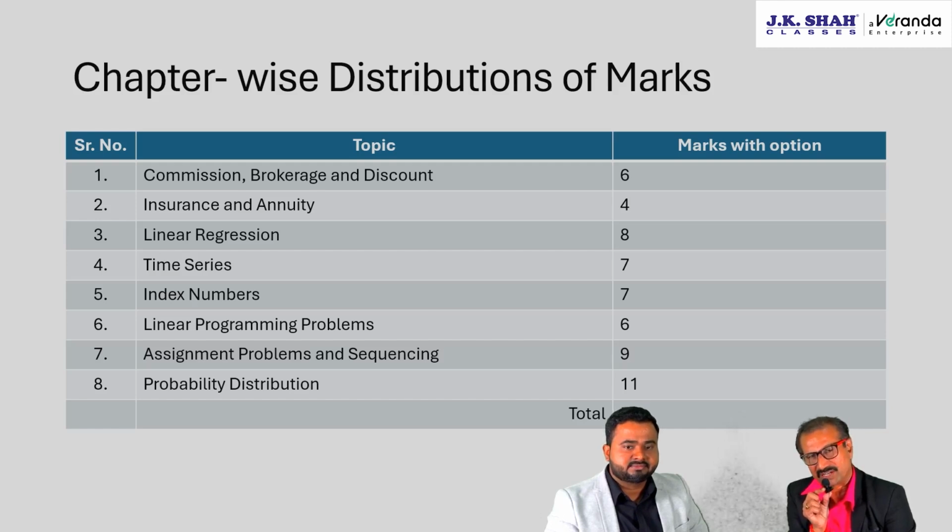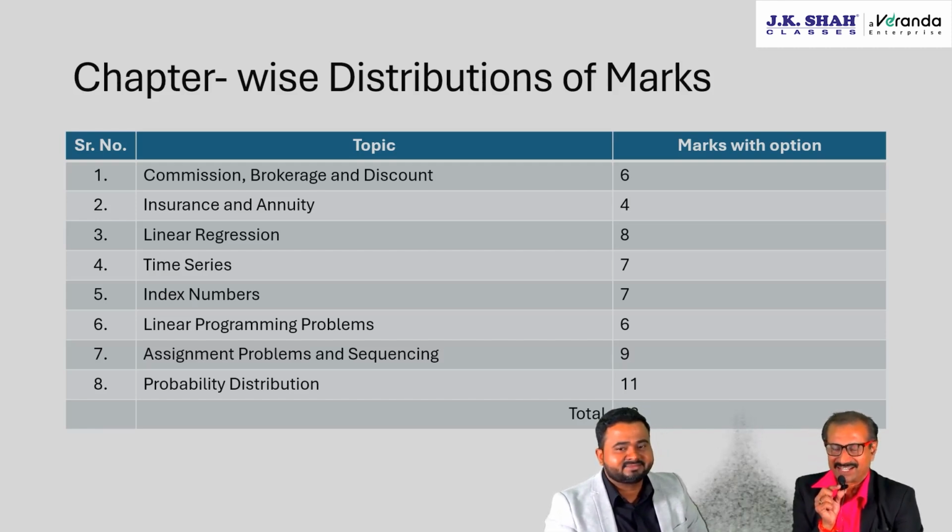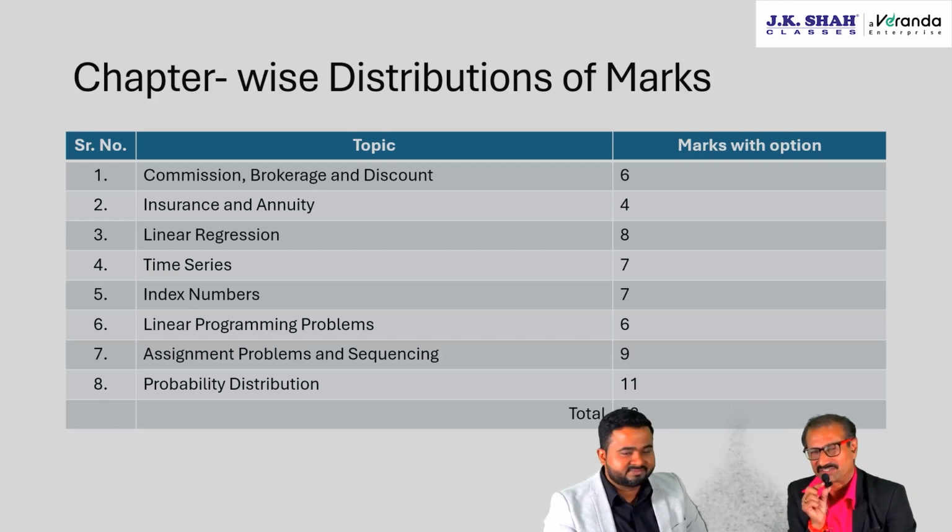It is a scoring chapter, assignment and sequencing, and I know all commerce students like it. Also they like the last chapter, probability distribution. It is for 11 marks. The highest weightage is there for this chapter.